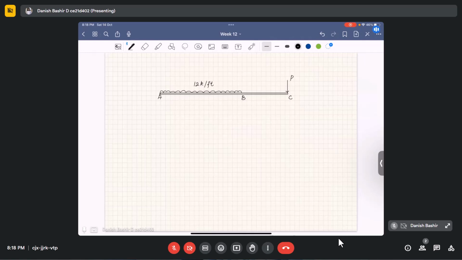Because of this load, if I do the analysis, I will get a reaction of 30 minus P by 3. Don't ask me how I got this reaction; it is very easy, you can compute it yourself. And here I will get a reaction of 30 plus P by 3, from the basic computations. If you check the equilibrium, it will be satisfied.